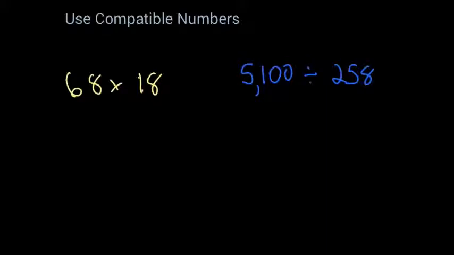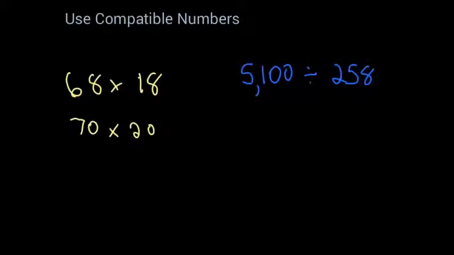Alright, next we're going to use compatible numbers to estimate an answer. So again, we're just going to round these. Now, compatible doesn't always mean you follow rounding rules. Compatible means you estimate the numbers to be something close that's a friendly number to work with. So 68 times 18, well 68 is pretty close to 70, so I'm going to round that to 70. And 18 is pretty close to 20, so I'm going to round that to 20.